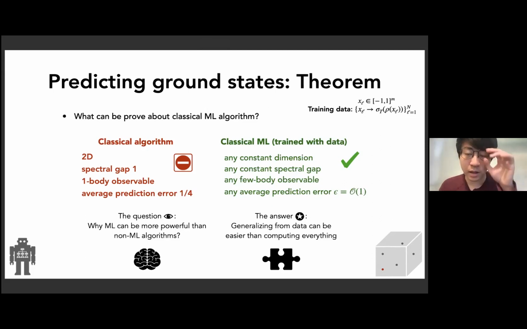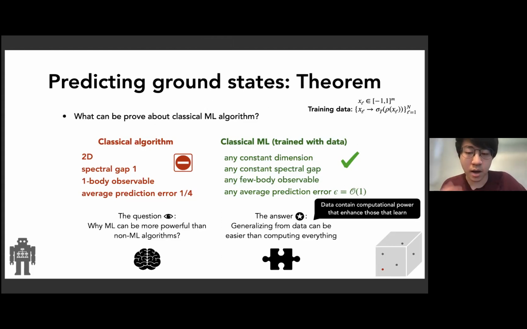For example, getting this training data could be very challenging. A classical algorithm that wanted to go through the route of using classical ML has to first generate the training data and then train the ML model to make predictions. That could be much harder than the classical ML algorithm, because the ML algorithm could just learn from what it already knows. So this is an illustration of the fact that data contains computational power that can enhance models that learn from it.